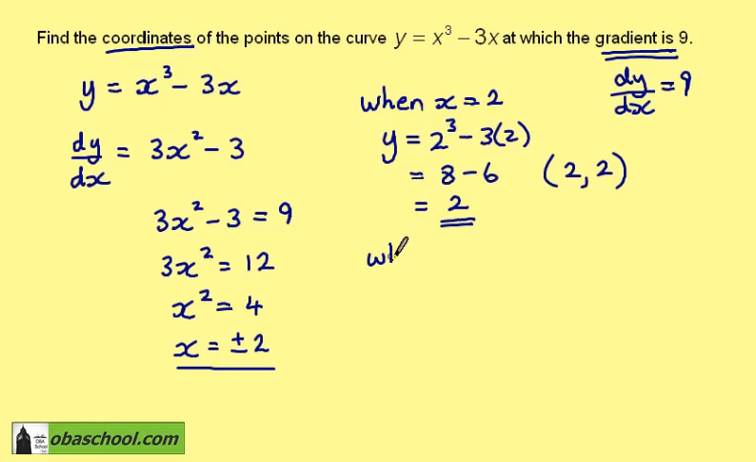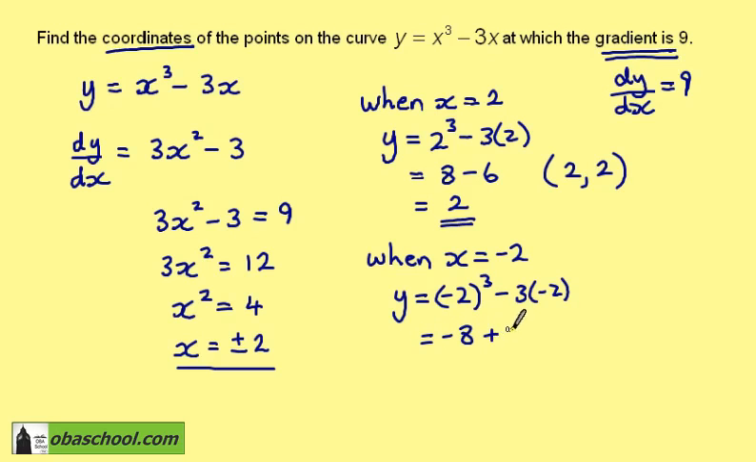We need to do the same for x is equal to minus 2. So y is going to be minus 2 cubed, take away 3 lots of minus 2, which is minus 8 plus 6, giving us minus 2. So we have the point minus 2, minus 2.